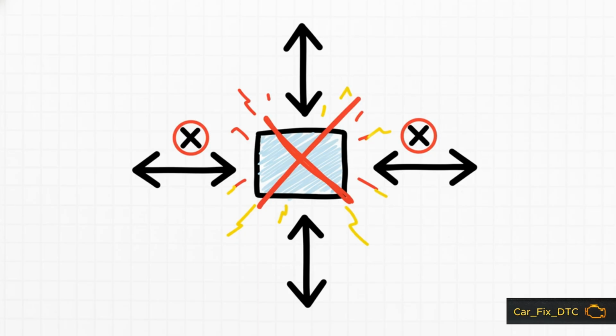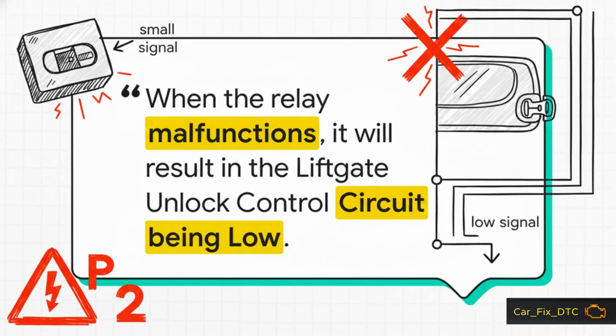Okay, so let's say we've checked the path and the road itself looks totally clear. But what if the problem isn't the road, but one of the traffic controllers? Well, that brings us to suspect number 3, the liftgate unlock relay. The relay is basically just an electronic switch. It takes a tiny electrical signal and uses it to flip a bigger switch that operates the powerful latch mechanism. But if that little switch itself is broken, it doesn't matter how perfect your wiring is. The circuit fails and up pops the code.